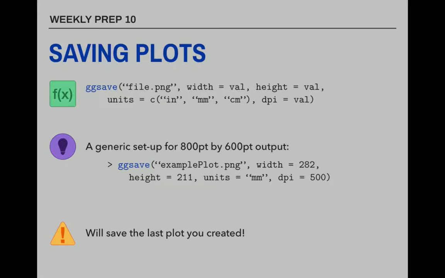We can also set the width and the height measurements that are specified by the units parameter. ggsave accepts measurements in inches, centimeters, and millimeters for units. Finally, the ggsave function allows us to specify the resolution by setting the dots per inch. The smaller the DPI value, the more pixelated the image will appear. The larger the value, the less pixelated it will be. 500 dots per inch is plenty for presentations and publications.